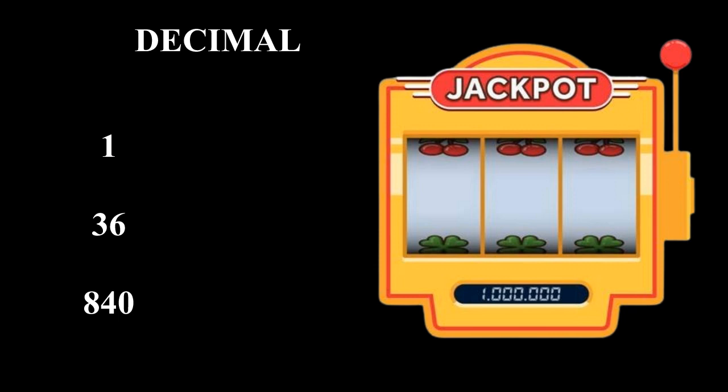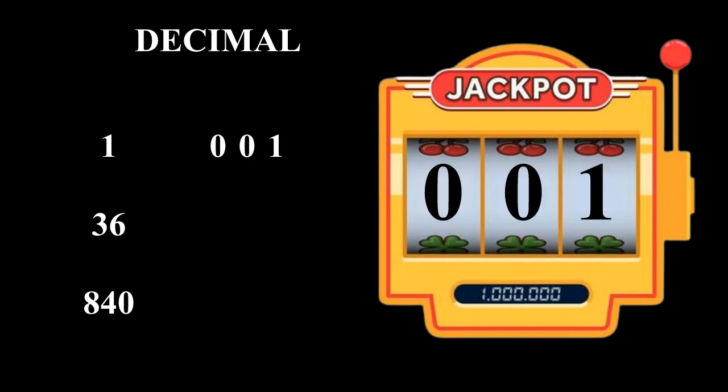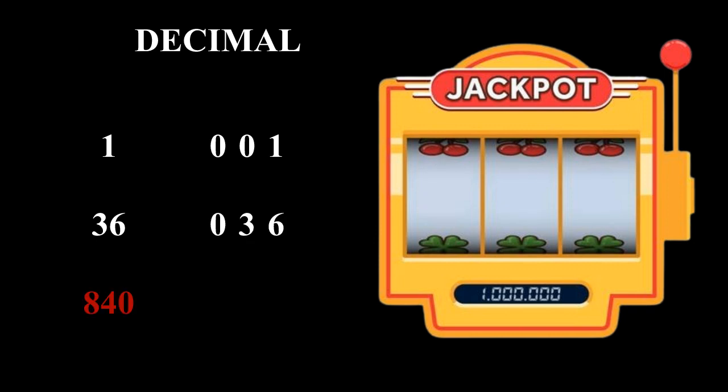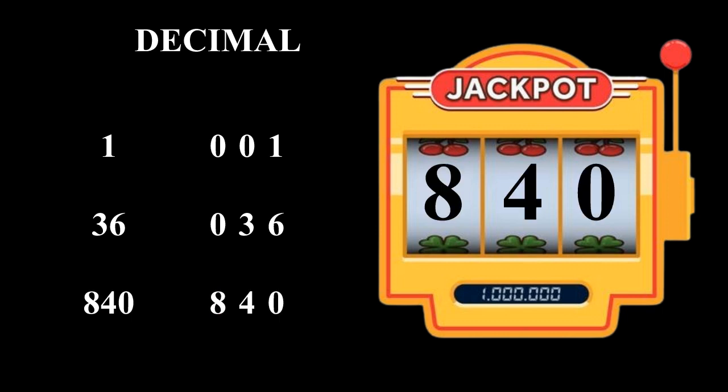1 would be written as 001 because there are 0 100s, 0 10s, and 1 1. 36 is written as 036 because there are 0 100s, 3 10s, and 6 1s. 840 is written as 840 because there are 8 100s, 4 10s, and 0 1s.